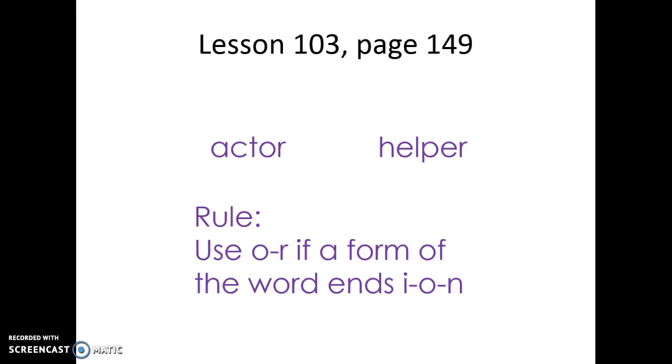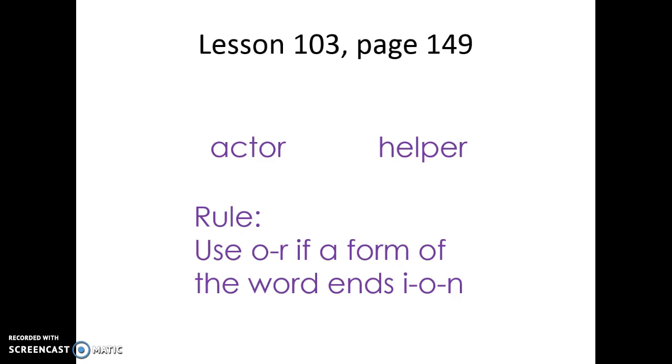When do you use the ending OR? In the last column, write the word with the morphograph OR or ER. When do you use OR? If a form of the word ends I-O-N. So for example, word 1 is fact. Is there an I-O-N form of that word? We say faction. Faction is a word. So in the second column, under I-O-N form, you are going to write faction. So how do we spell the last morphograph in factor? With an O-R. So in the last column, write factor.